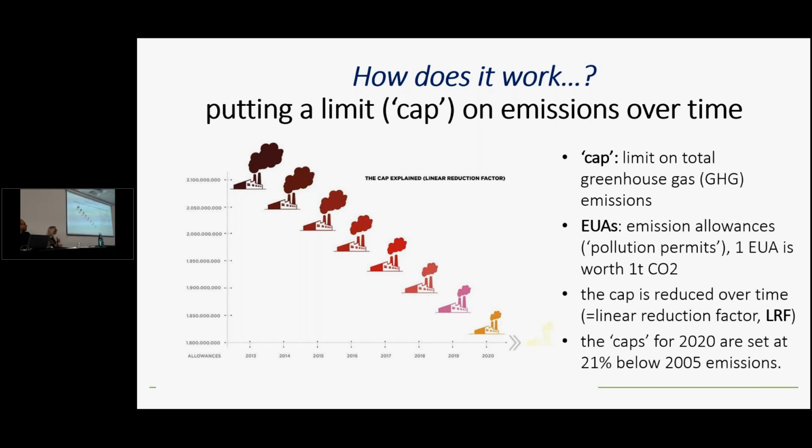Per ton of CO2 that you can emit, you get one pollution permit or one emission allowance. I put it here as well. So if you have 2 billion allowances in the system, that corresponds to 2,000 megaton of CO2. So you see this goes down, but even here in 2020, where our emission is supposedly 21% below 2005 emission levels, you still have a lot of allowances in the system and thereby a lot of CO2 emitted into the air, basically. So that's the general idea.